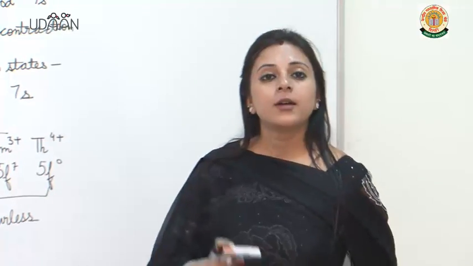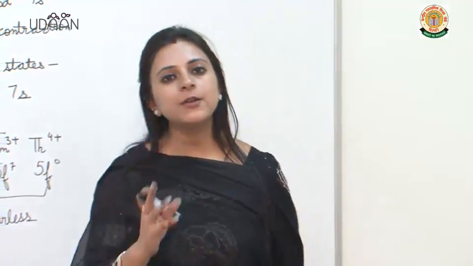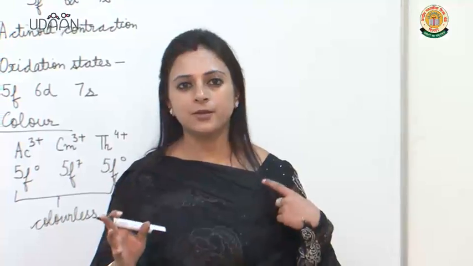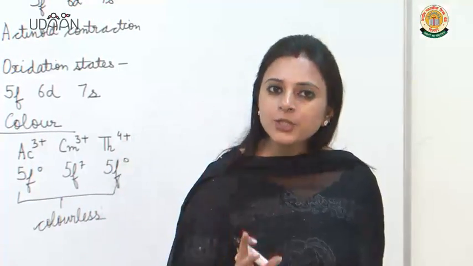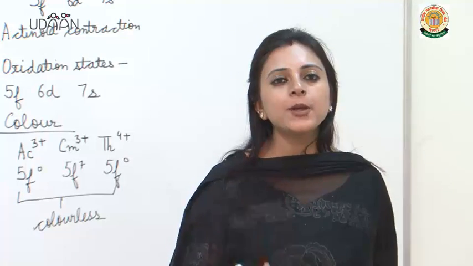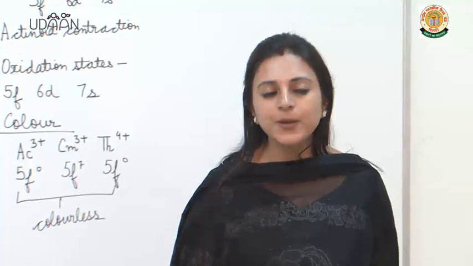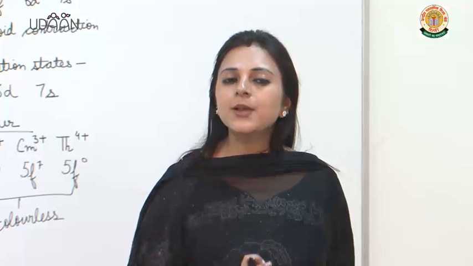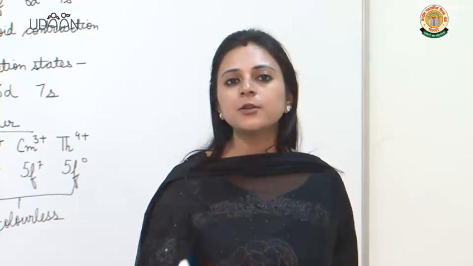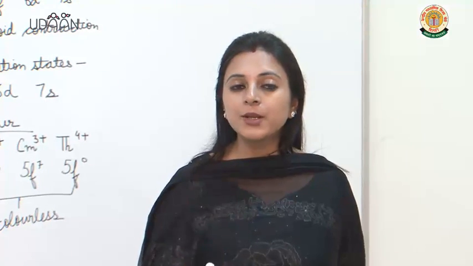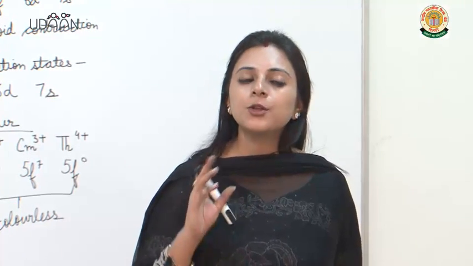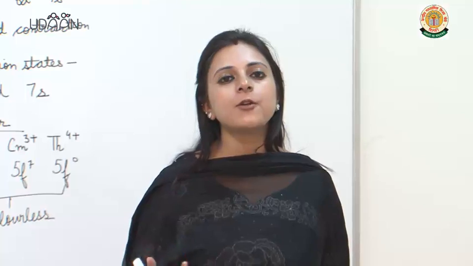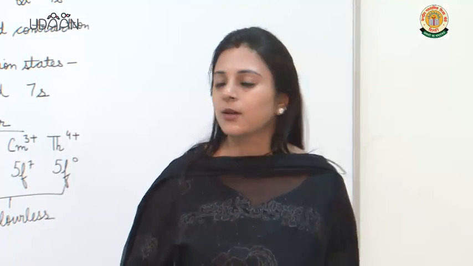Because here we know that 5f orbitals, they are not deep seated, they are exposed to the environment. So quenching of the orbital magnetic moment takes place more as compared to lanthanoids. In lanthanoids that quenching was not taking place, but in actinoids the quenching is taking place. So the values are different from what is expected.